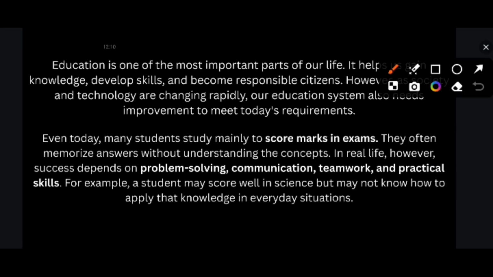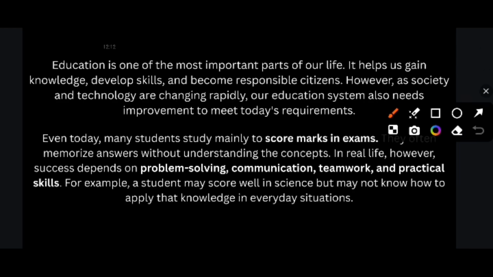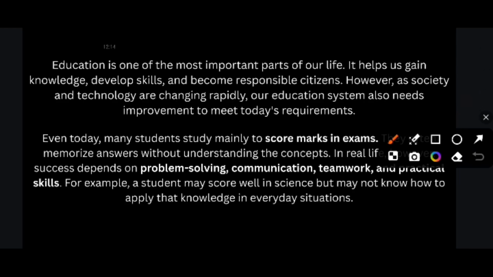Education is the most important part of our life. We will define the education first, then we will talk about the reforms. Education helps us to gain knowledge, develop skills, and become responsible citizens. However, as society and technology are changing rapidly, our education system also needs improvement to meet today's requirements.